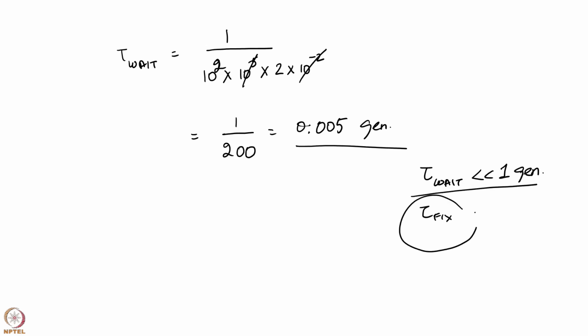In the next video, we will start our discussion with how we estimate tau fix and what that eventually tells us about the likelihood of us operating a microbial population in regime 1 or regime 2. We will continue with that in the next lecture.